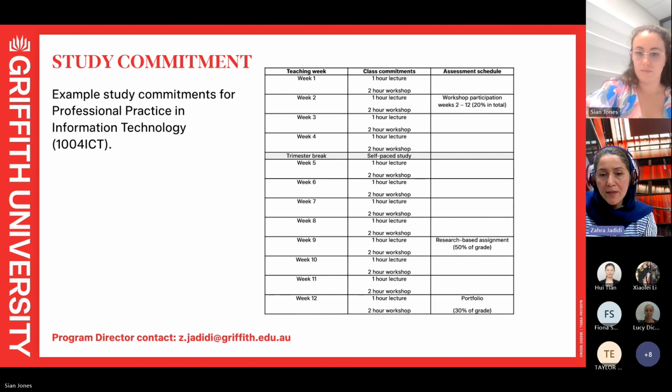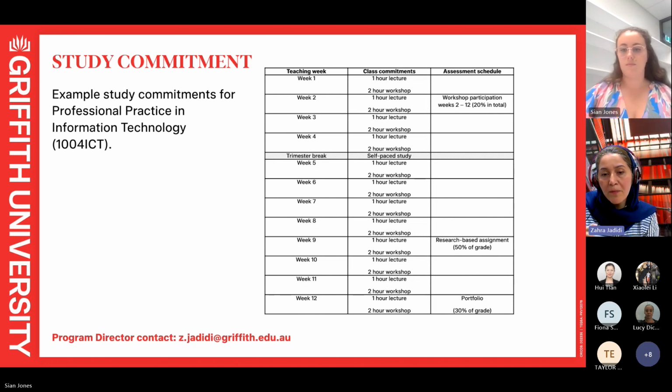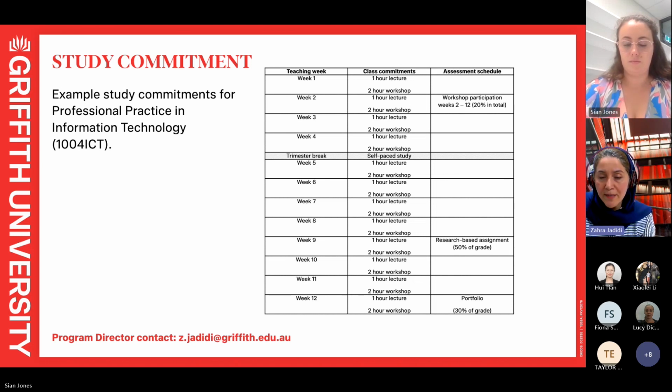And there are different assessments as well. For example, this is an example of the type of assessment that we have. You can have a look at this assessment. But before going to that, I should tell you about study commitment: for each 10 credit point course, you need to commit 10 hours of study. These 10 hours include your lecture and workshop time, plus your study time that you should spend for preparation and for reading the course material.